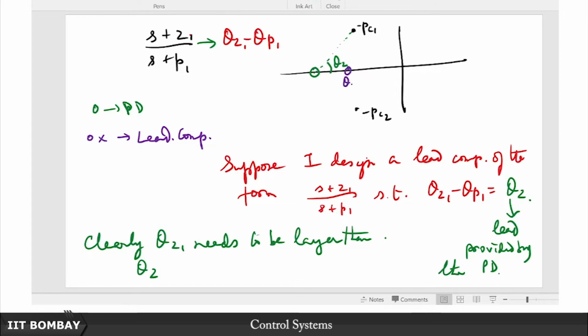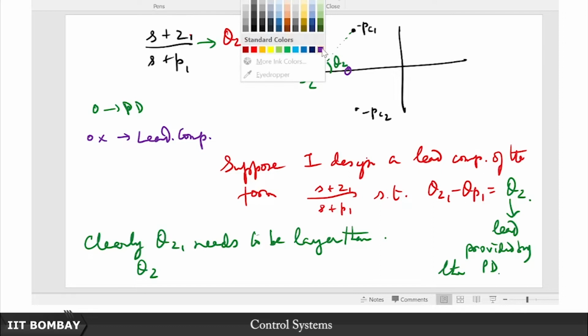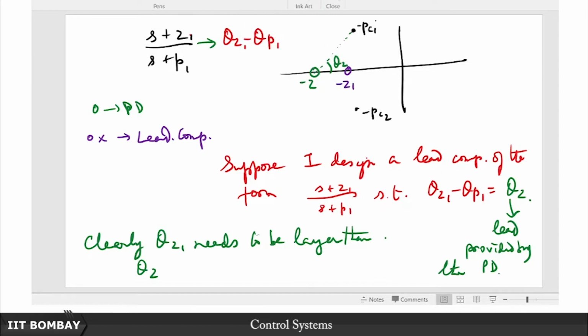So this is minus z, this is minus z1, so that this is now my theta z1, and let me place the pole here so that this is my theta p1, and now I have theta z1 minus theta p1 is equal to theta z, and I am done. This is the approximation of the PD controller by a lead compensator. So that is why I told you a PD compensator is the extreme case of a lead compensator where there is no lag because of no pole, right.